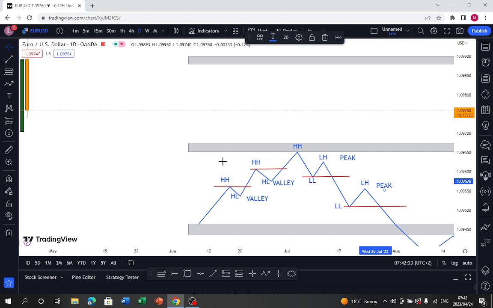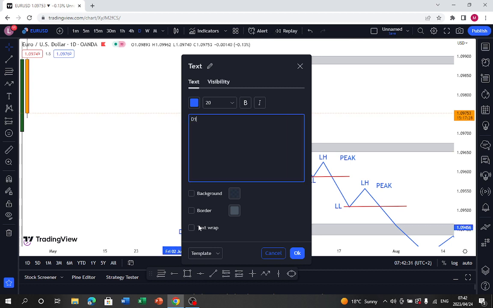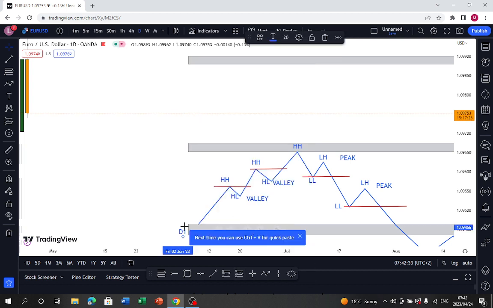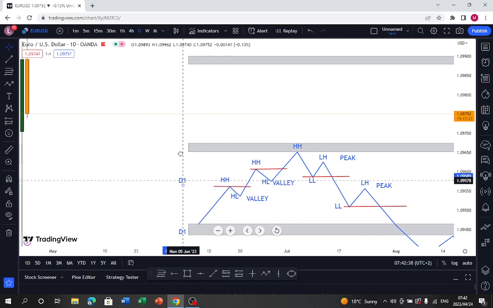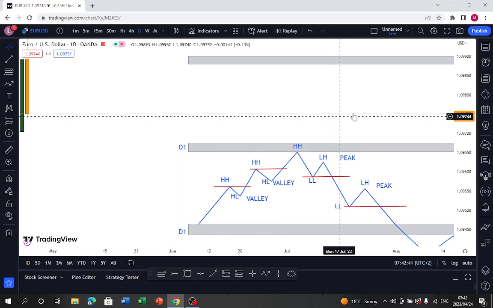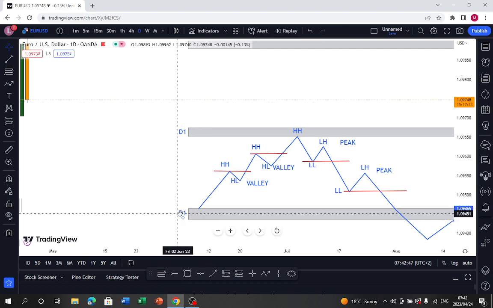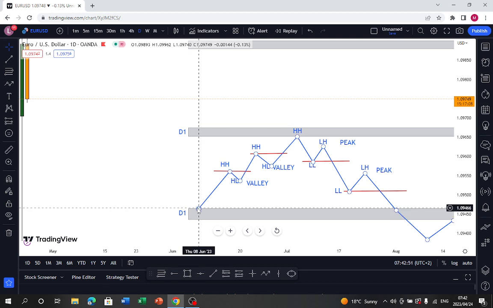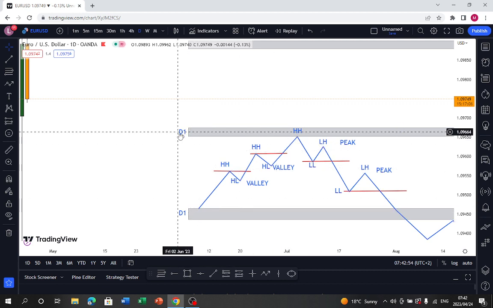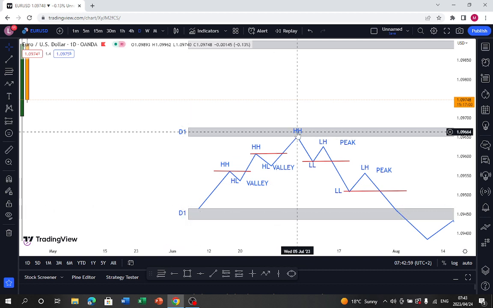So something I want to add here is a very important element, right? I'm just going to make an example here. Let's say this is a D1. This is a daily. If it's a D1, it's a daily support. From a daily support, we're going to move to another daily resistance. From a daily floor, we're going to move to a daily ceiling, right?